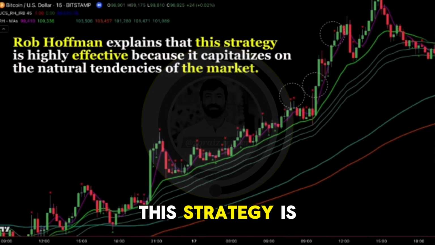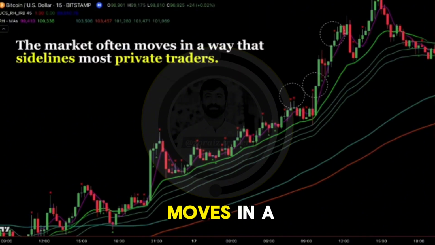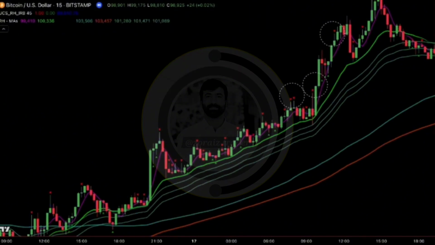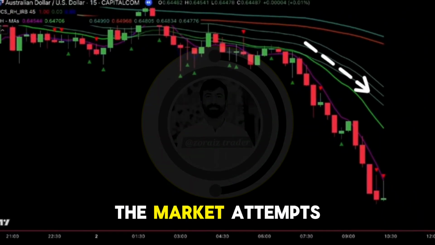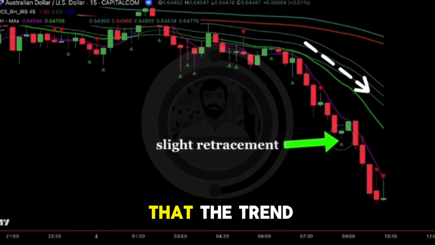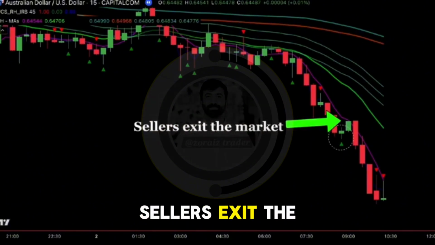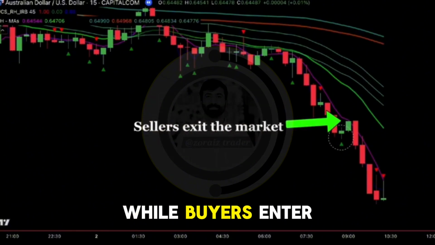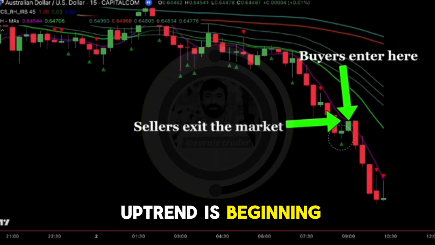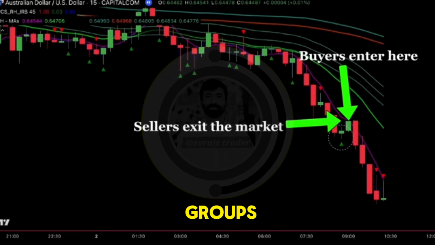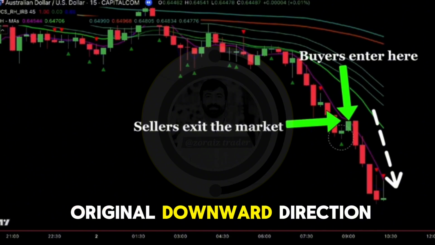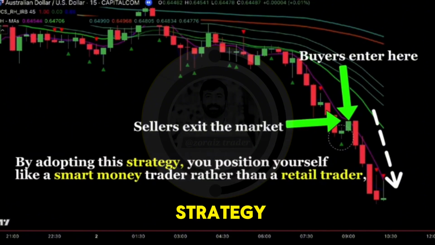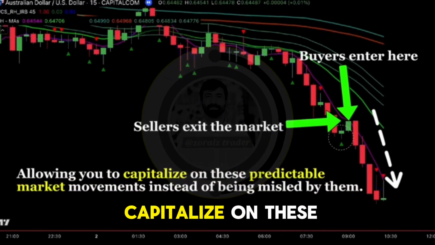Rob Hoffman explains that this strategy is highly effective because it capitalizes on the natural tendencies of the market. The market often moves in a way that sidelines most private traders. Here's what typically happens. During a downtrend, the market attempts to retrace slightly, creating the illusion that the trend is reversing. At this point, sellers exit the market assuming the downtrend is over, while buyers enter believing a new uptrend is beginning. However, the market then traps both groups, shaking them out before resuming its original downward direction. By adopting this strategy, you position yourself like a smart money trader rather than a retail trader, allowing you to capitalize on these predictable market movements instead of being misled by them.